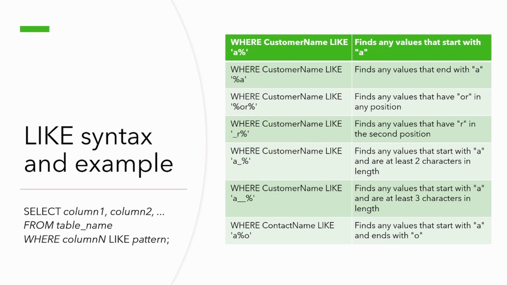A underscore percentage means that it has to start with A and it needs to have at least 2 characters. The underscore means 1 character and then the percentage means another character or more. So it has to have at least 2, more than 1 has to be present there. When you put 2 underscores, it means 2 characters and then the percentage. Or you have A percentage O, which means that it has to start with A and end with O, and in the middle you can have any number of characters.